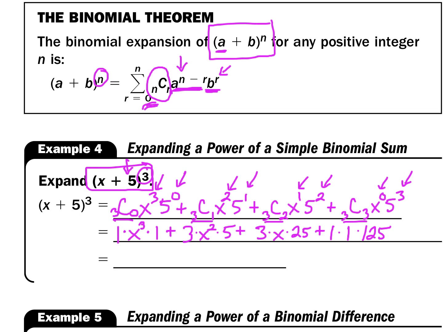So simplifying all of that, 1 times x cubed times 1 is x cubed, plus 3 times x squared times 5 is 15x squared, plus 3 times x times 25 is 75x, plus 1 times 1 times 125 is 125.